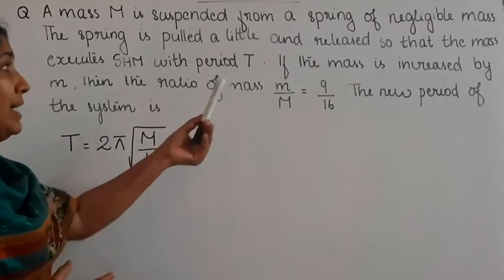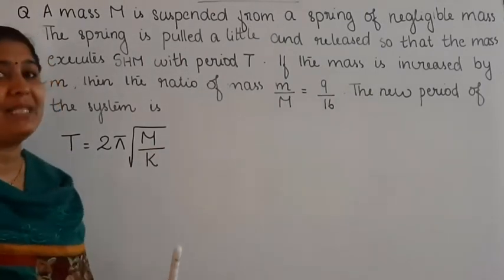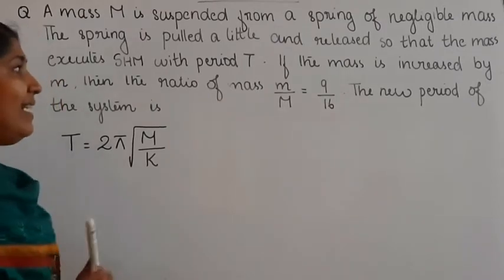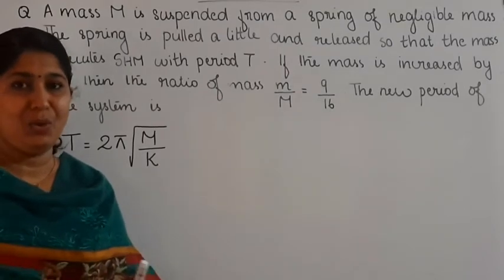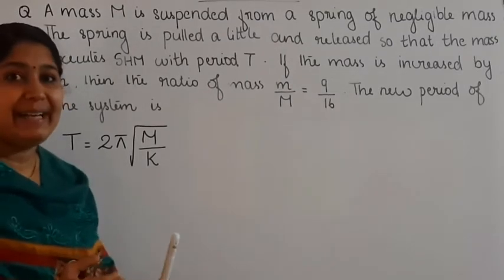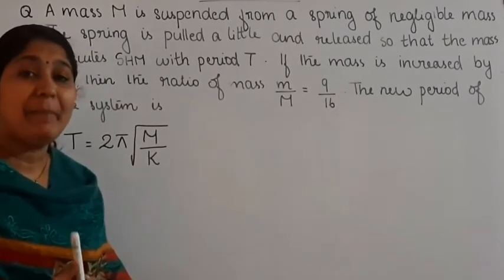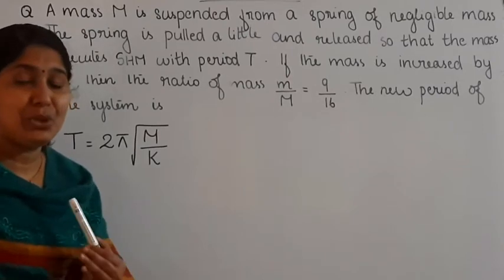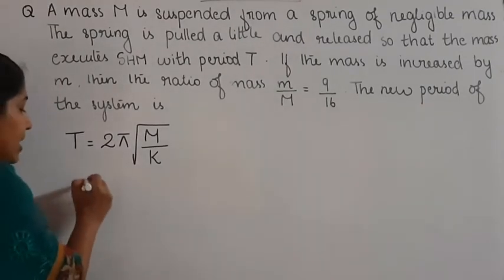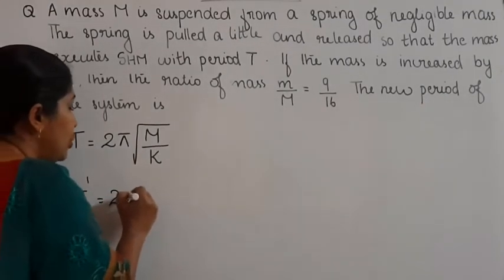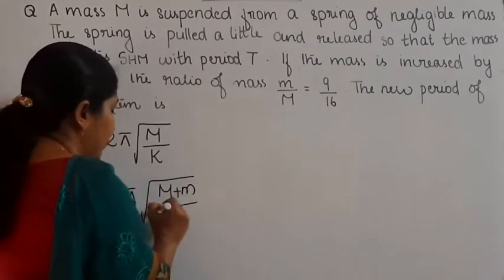Okay, if the mass is increased by small m, then the ratio of mass small m by capital M is 9 divided by 16. We want to find out the new time period. Here the mass of the attached body is increased by small m. Then what about the total mass? Total mass now becomes equal to capital M plus small m. Then what about the time period? Time period t dash is equal to 2 pi into root of capital M plus small m divided by k.